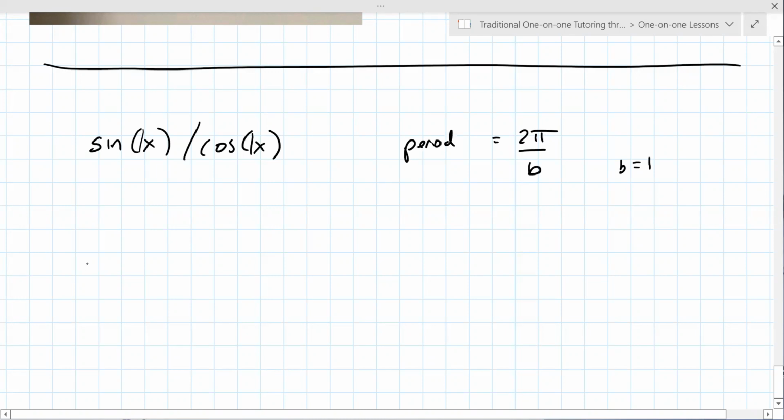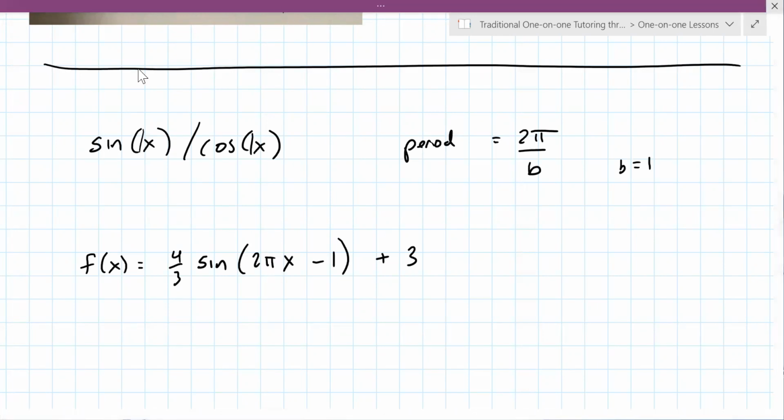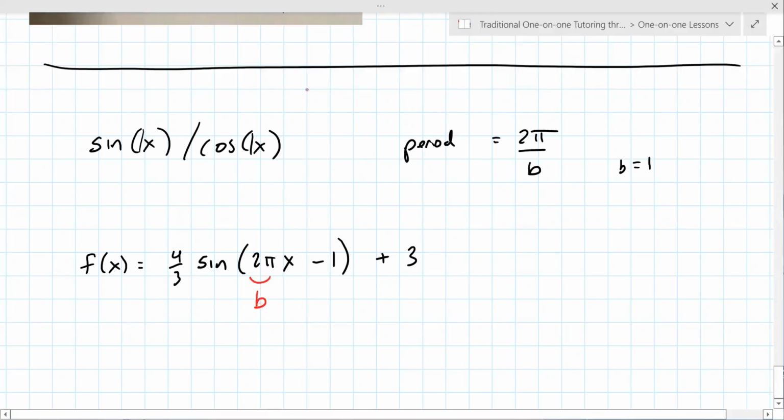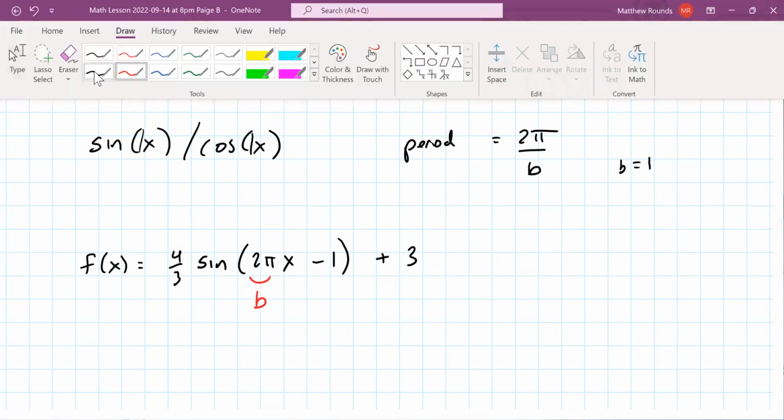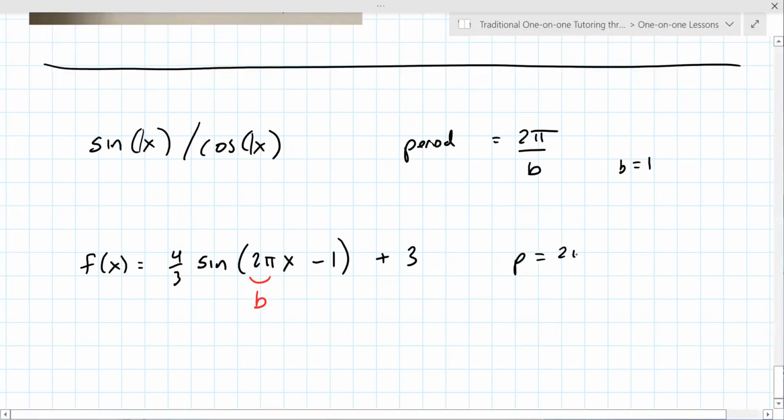So what you would get though is something like this. It would be like 4/3 sine (2 pi x minus 1) plus 3, something like that. It would say, what is the period? Okay, and there's a lot of distractions, but you just need that number in front of x. You just need that b value. So your period is 2 pi over b, or it's 2 pi over 2 pi, which is 1.